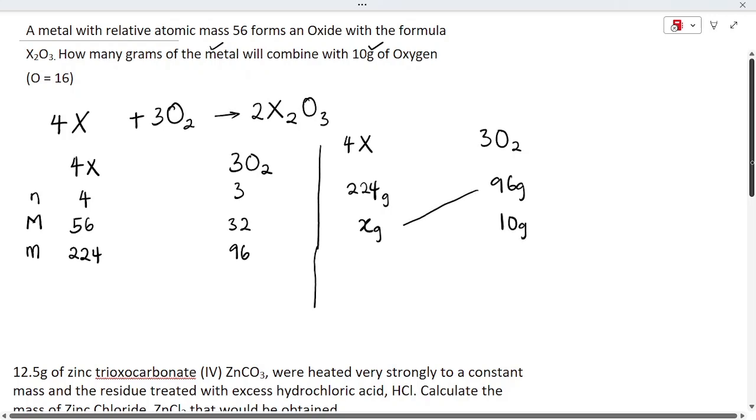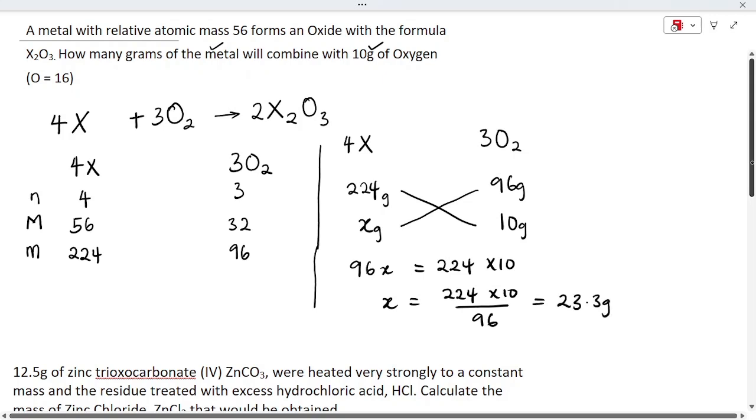Once you are done, you simply, I guess you can say, cross multiply. That means 96x will be equal to 224 times 10. So therefore, x will be 224 times 10 divided by 96. And so when you divide that, that will give us 23.3 grams. So it therefore means that 23.3 grams of the metal will combine with 10 grams of oxygen.